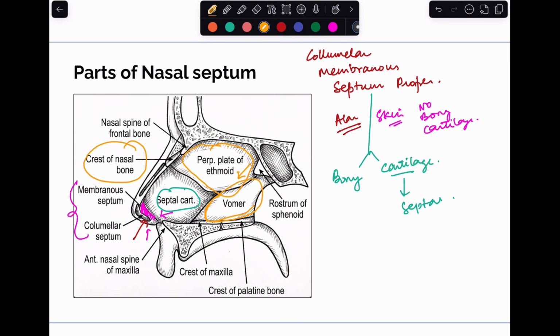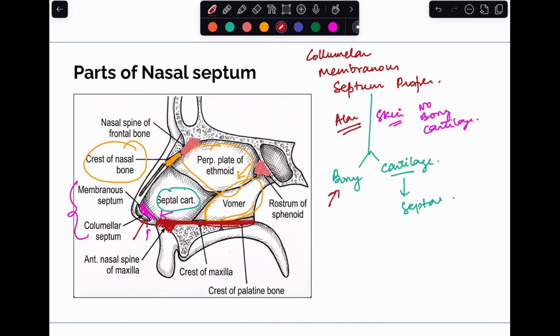We have the crest of the nasal bones. This part is the crest of the nasal bone. Next, we have the nasal spine of the frontal bone over here. Next, we have the rostrum of the sphenoid. You can see this part is the rostrum of the sphenoid. Next, we have the crest of the maxilla and the crest of the palatine bone over here. And lastly, we also have the anterior nasal spine of the maxilla. So these are all the minor contributions to the bony part of the septum.